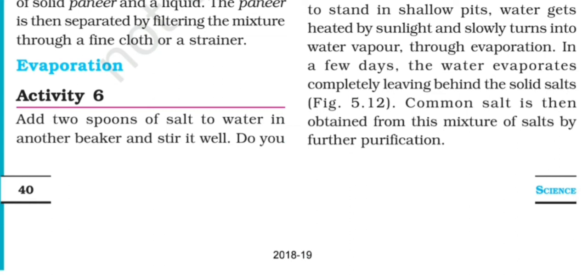Now see which method is used for separating soluble solids from liquid. First of all, think about which are the soluble solids. The two main examples of soluble solids are salt and sugar. Take a vessel of water and dissolve one spoon of sugar in it, then it will completely dissolve.